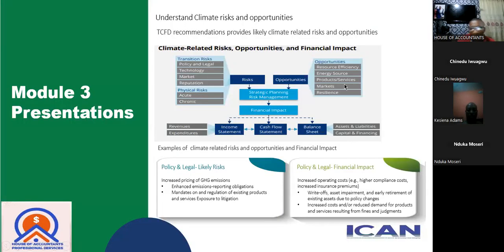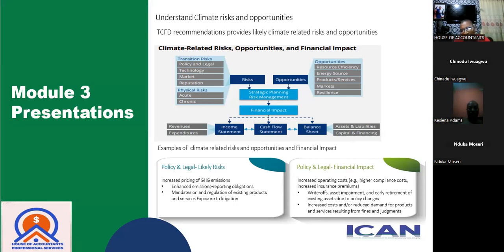Sorry for that break. So this is where we stop. So we are looking at the risk. We are looking at the policy that the government may be imposing on business or on companies. Then we also look at the technology, the market, and also the reputation.